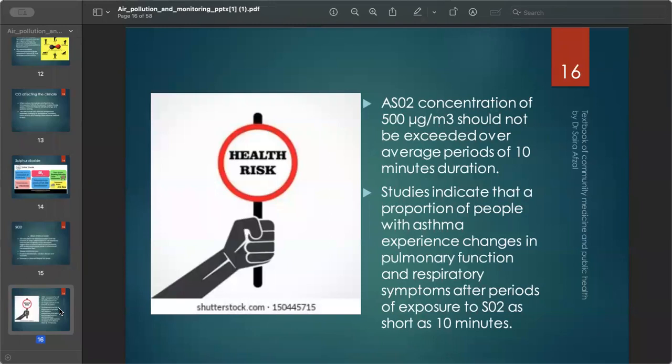SO2 concentration of 500 microgram per cubic meter should not be exceeded over an average period of 10-minute duration. Studies indicate that a proportion of people with asthma experience changes in pulmonary function and respiratory symptoms after periods of exposure to SO2 as short as 10 minutes.